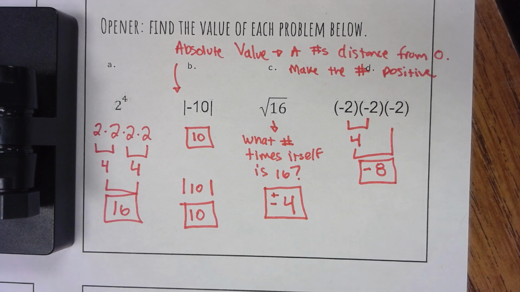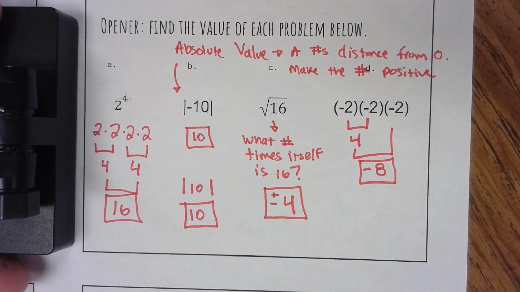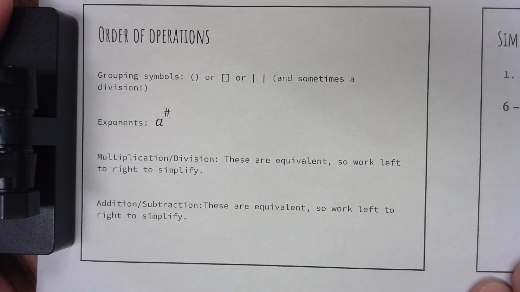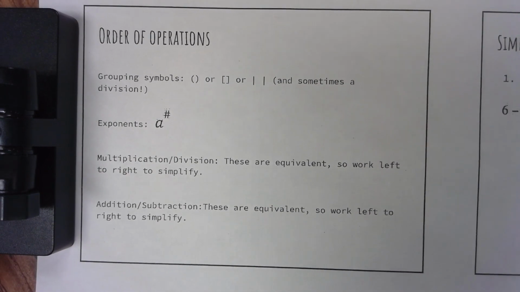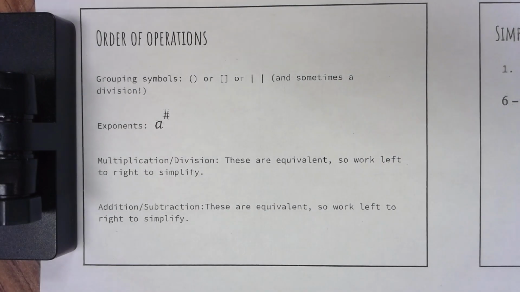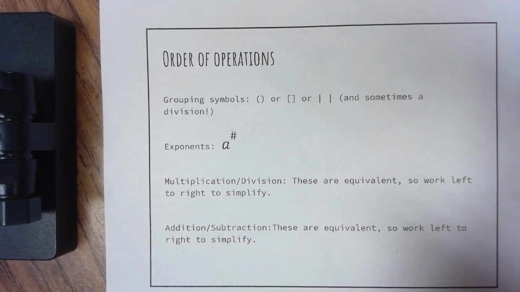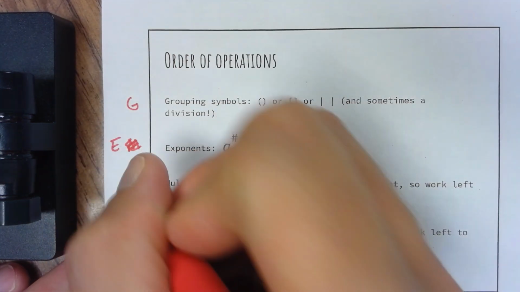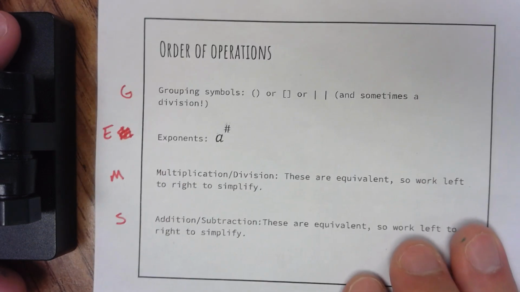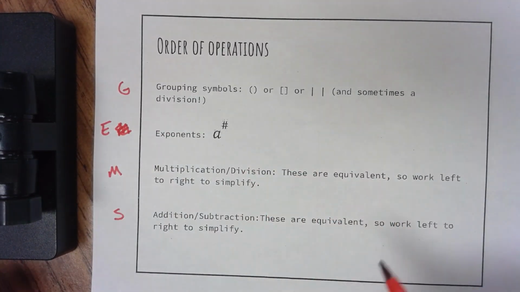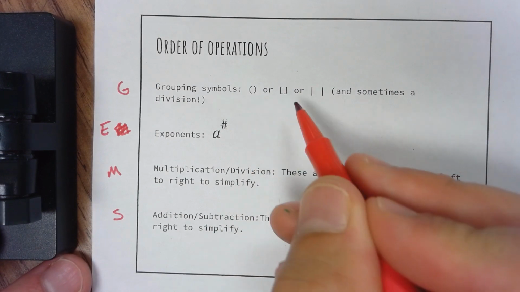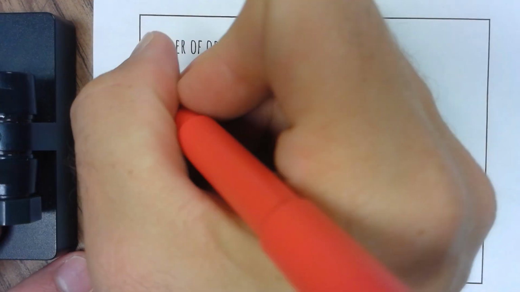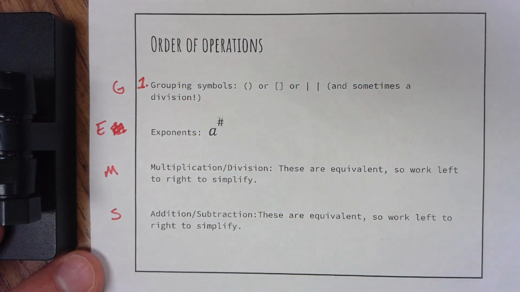So we're going to go ahead and talk about the order in which we do all of these operations. A lot of us are familiar with the term PEMDAS. I actually use just a different form of that. It is the exact same order, but I call it GEMS. So GEMS, meaning the G stands for grouping symbols. So if we have grouping symbols, parentheses, or brackets, or absolute value brackets, or potentially even division, this needs to happen first. So that is the very first thing that we're going to do.